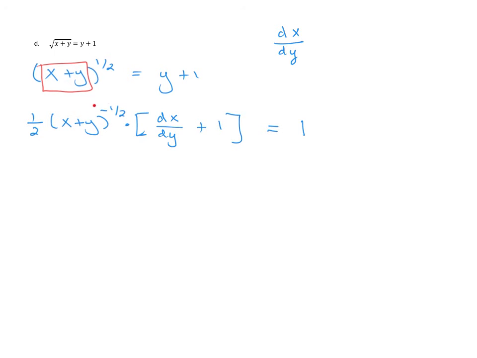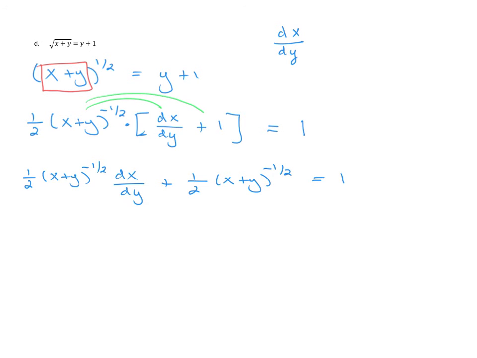Okay, what I'm going to do is distribute this into the parentheses. So just to write that out, this gets multiplied to both of those terms. That's 1/2 (x plus y) to the negative 1/2 times dx/dy plus 1/2 (x plus y) to the negative 1/2, and that's equal to 1. I'm going to subtract this from both sides, and then at the same time, I'll divide both sides by this thing, which is from the dx/dy.